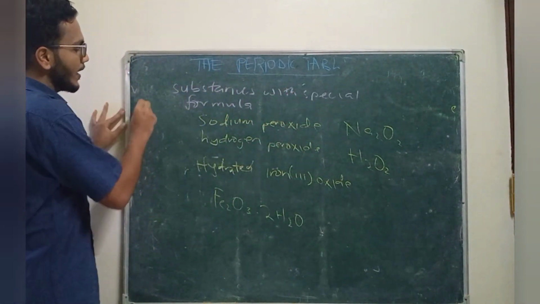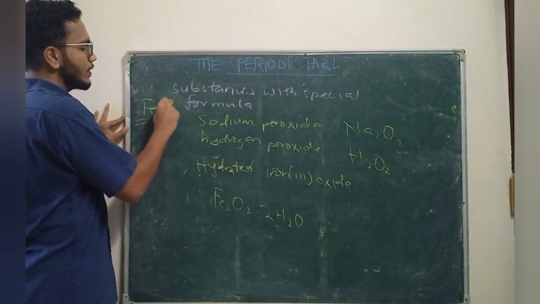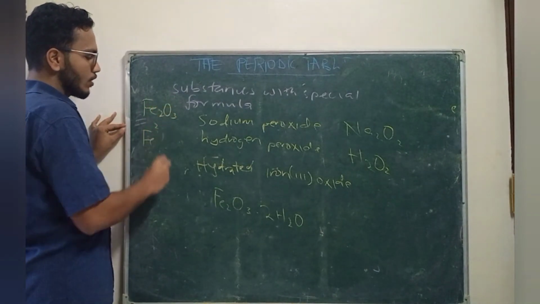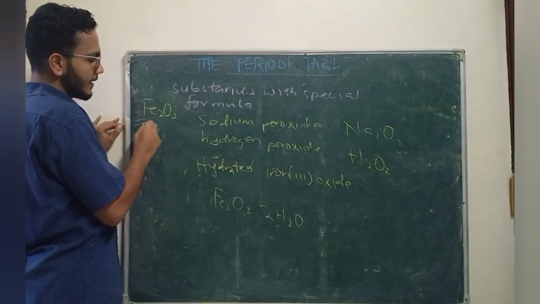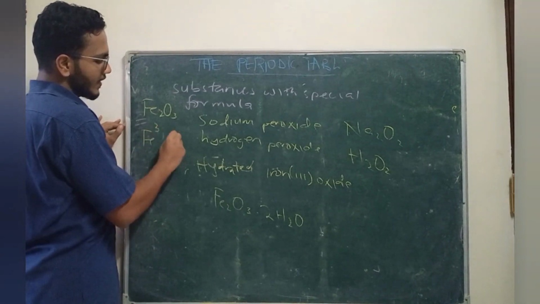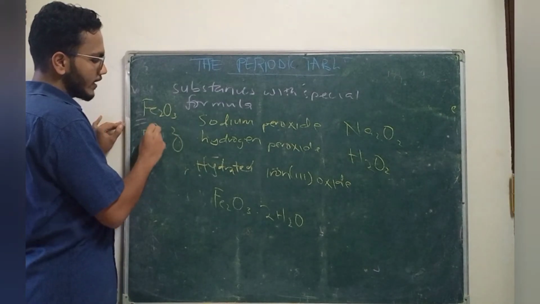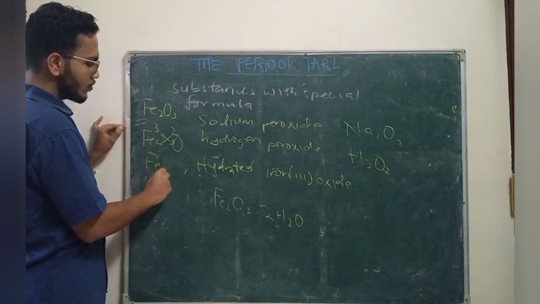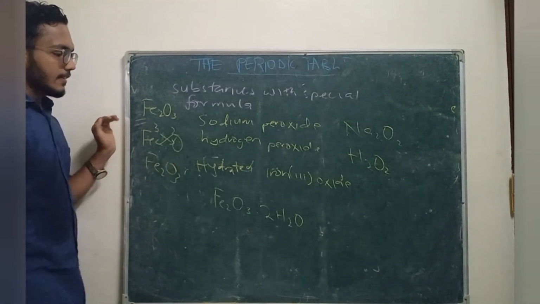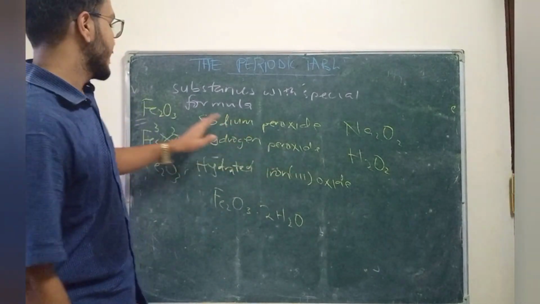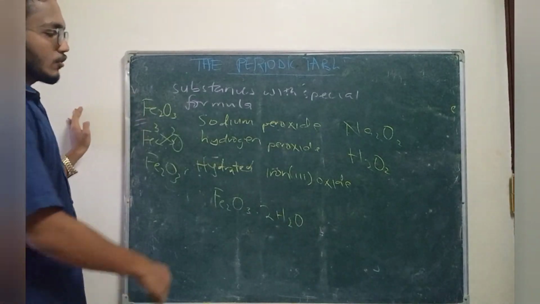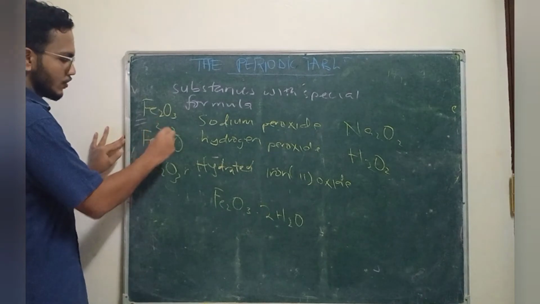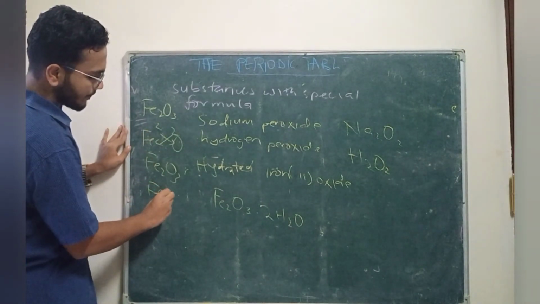Now, for example, where is Fe2O3 coming from? Iron has valency 3, oxygen has valency 2, so 2 here and 3 here, so this is Fe2O3. This is iron 3 oxide, that's why iron has valency 3. If it was iron 2 oxide, iron would have valency 2, so that is FeO.